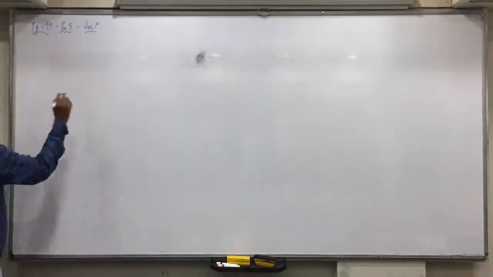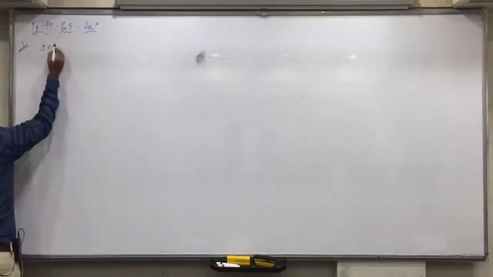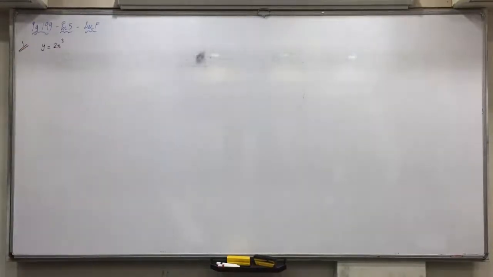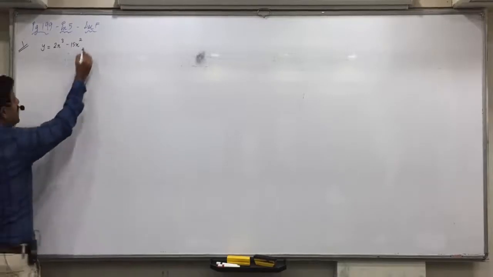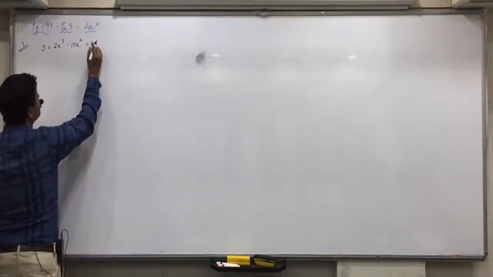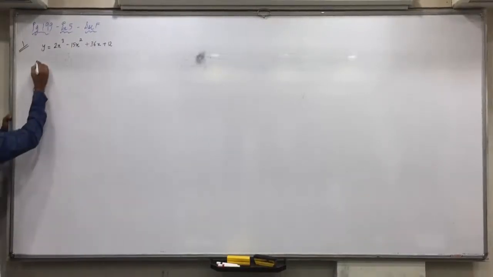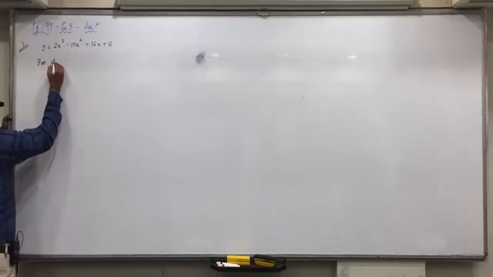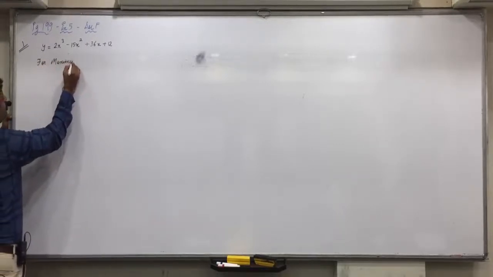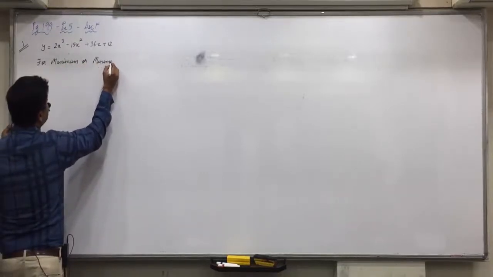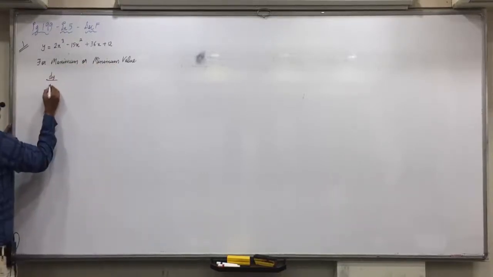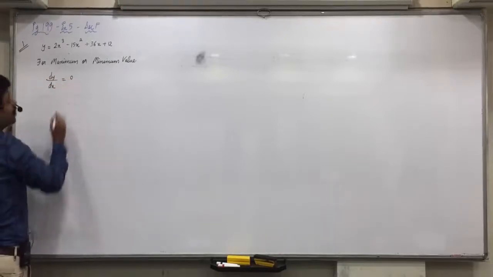So, first write down the function of y, 2x cube minus 15x square plus 36x plus 12. Be attentive because the next two questions I will be asking you. Now, for maximum or minimum value, for any of them, the first condition is same. That is dy by dx must be equal to 0.